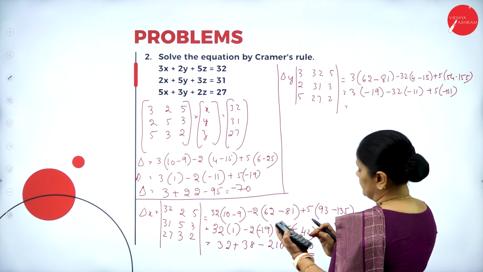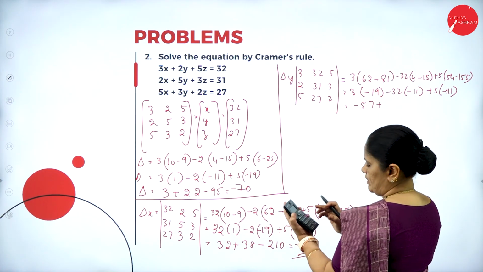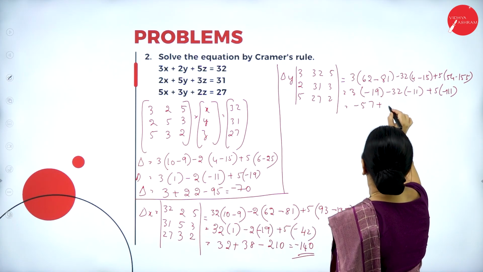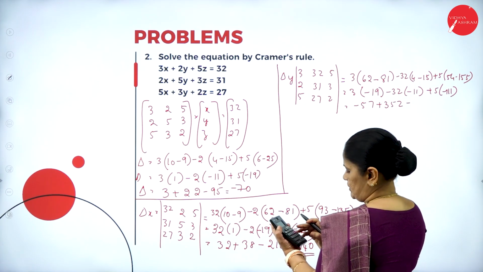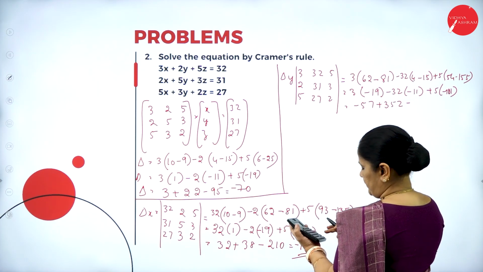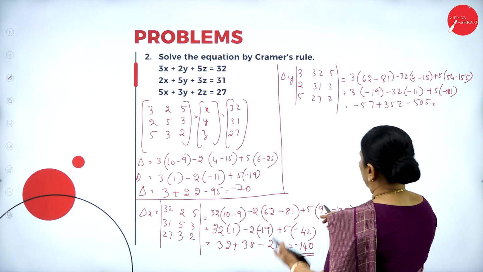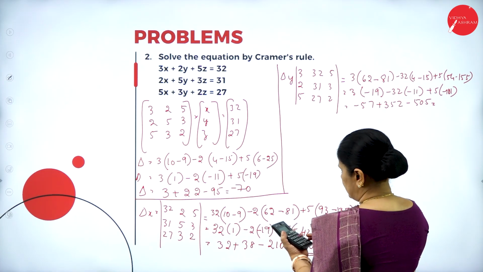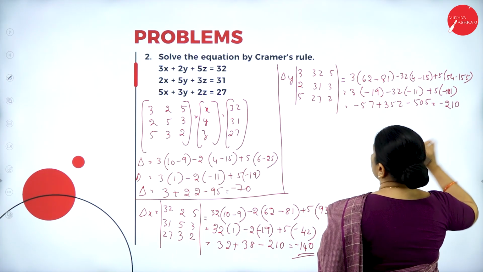So it will be equal to 19 into 3, 57, plus 32 into 11, 352, minus 101 into 5, minus 505. So this will be equal to 505 plus 57, 562. So we can see when we simplify this, I get minus 210.